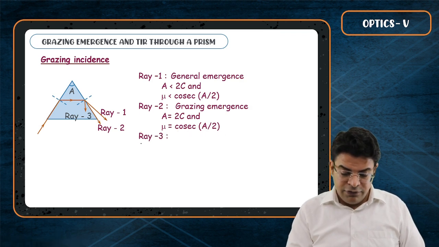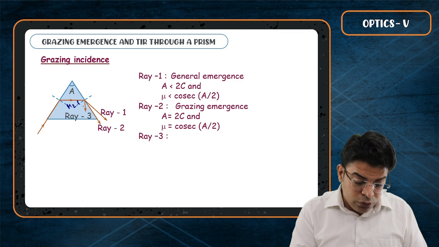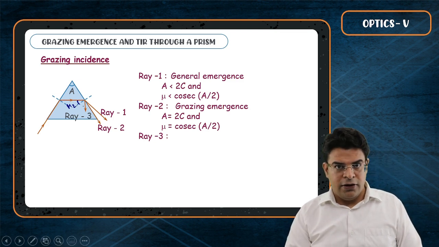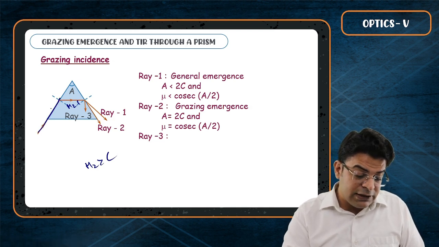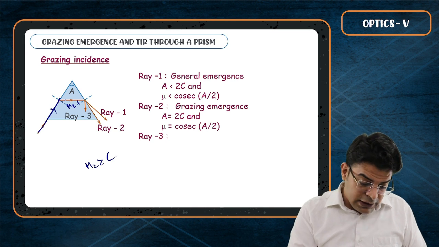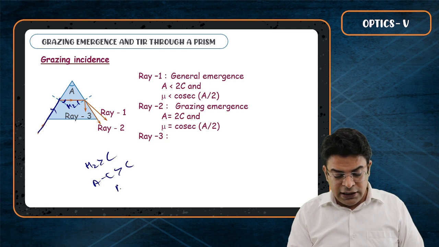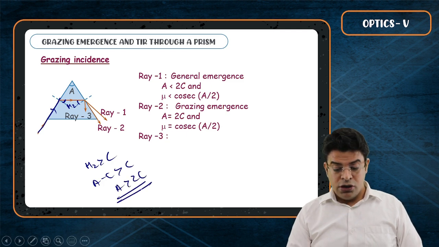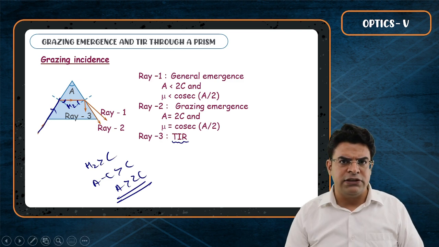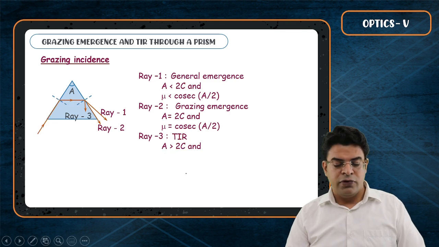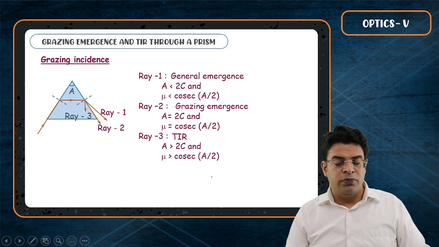The last case: if you want the ray to get TIR'd, then this angle R2 should be greater than the critical angle. And for this way of incidence of light, you know that R1 will be equal to C. So R2 will be equal to A minus C. So A minus C should be greater than C, so A should be greater than 2C. So if you want the light to undergo total internal reflection when it hits the second surface, A has to be greater than 2C. And if A is greater than 2C, I am not doing it again, mu has to be greater than cosec A by 2.